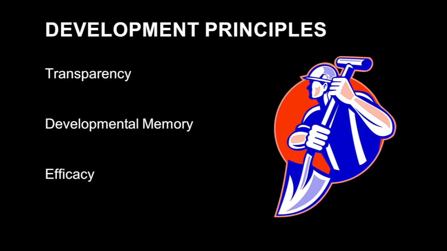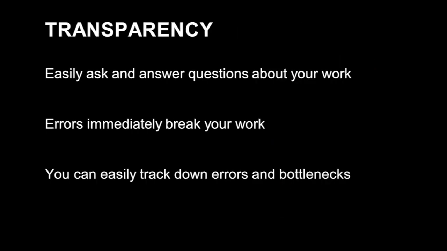So developmental memory, that's really important. The work that we put in Excel needs to sort of live there. It needs to be remembered there so that someone can come back to it, they can see what has been done or they have an idea. And finally, efficacy. This surrounds confidence, right? Our work has to create confidence, and we need to create confidence in it. So let's talk about transparency and dig deeper into what that means.